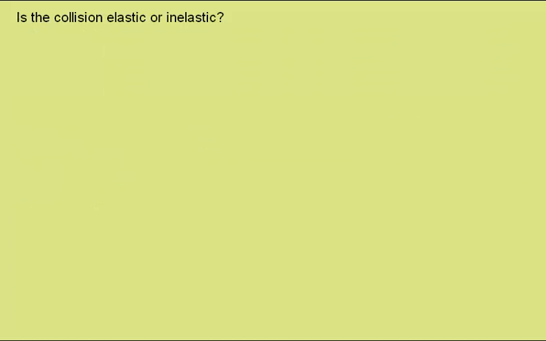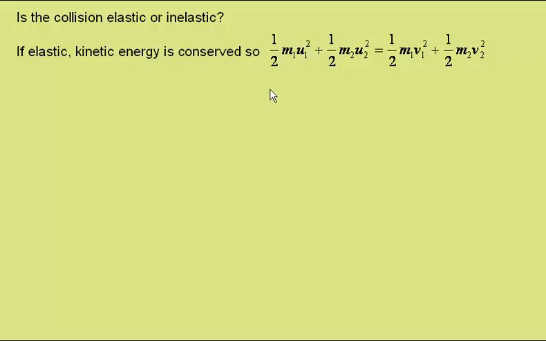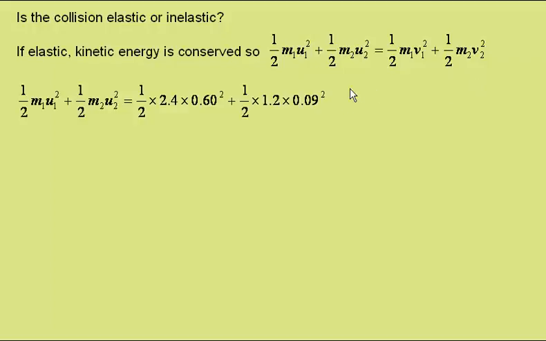Is this collision elastic or inelastic? Well, if elastic, the kinetic energy is conserved, so we'll find that the kinetic energy before the collision equals that after the collision. We can find the kinetic energy before the collision as half times the mass of object 1 times the speed of object 1 squared, plus the same for object 2, gives us half times 2.4 times 0.6 squared, plus half times 1.2 times 0.09 squared, an initial kinetic energy of 0.44 joules.